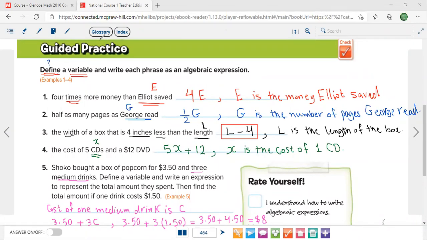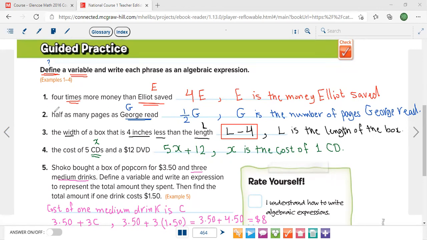Again, the guided practice. Define a variable and write each phrase as an algebraic expression. Problem number 1. 4 times more money than Elliot saved. Let's say that Elliot saved E. 4 times means 4E, or you can write 4 times E. It's up to you. And you need to tell me what E is. E is the money Elliot saved.